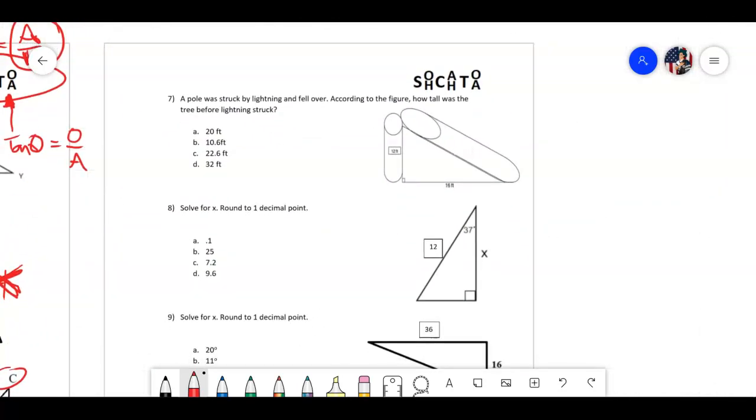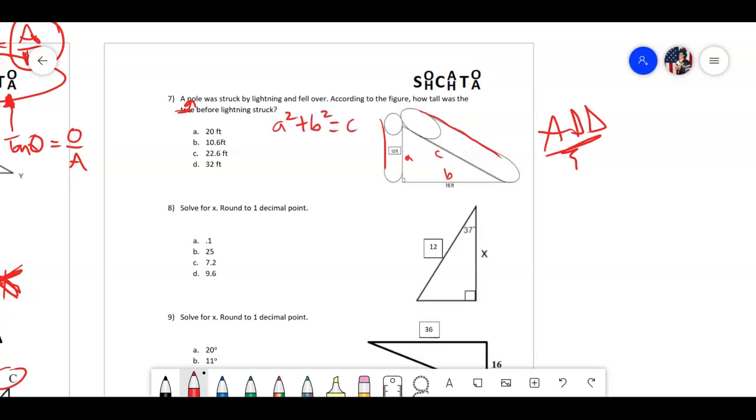Let's go back to Pythagorean Theorem. A pole was struck by lightning and fell over. According to the figure, how tall was the pole before the lightning struck? Now, this one's kind of tricky because we're going to take this and this, and you have to add them together at the very end. That's where people forget. But let's do this. I know my A, I know my B, and I don't know my C. So I'm going to use Pythagorean Theorem.